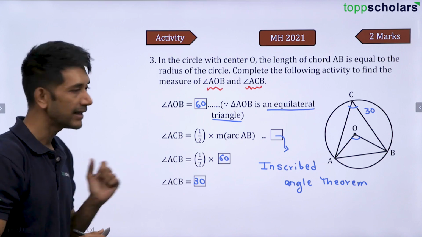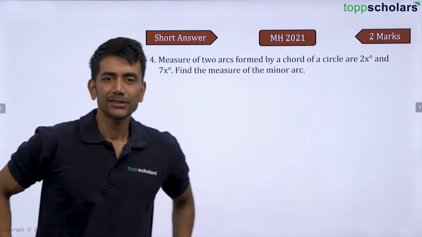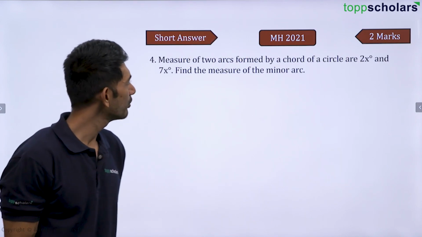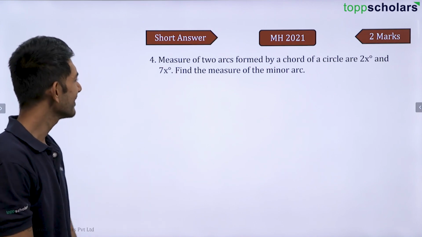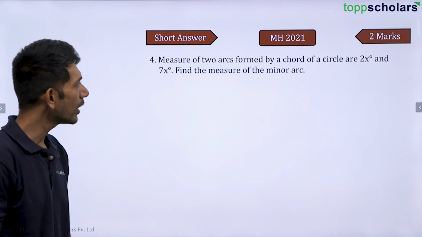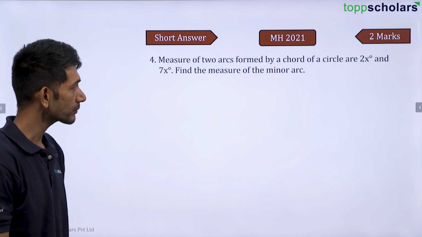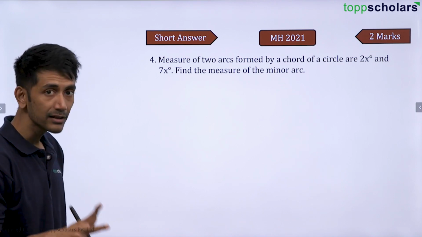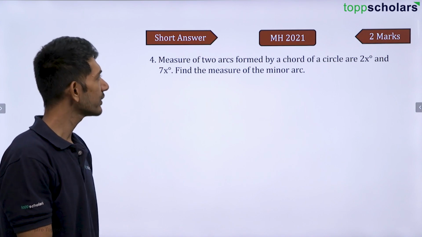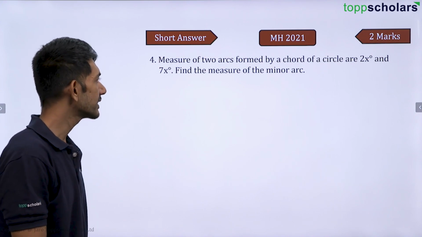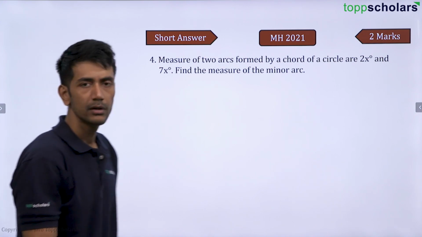Simple question. Let's continue. So here is a new question. This was asked previously for 2 marks in the year 2021. Very simple question. The measures of two arcs formed by a chord of a circle are 2x and 7x degrees respectively. Find the measure of the minor arc.